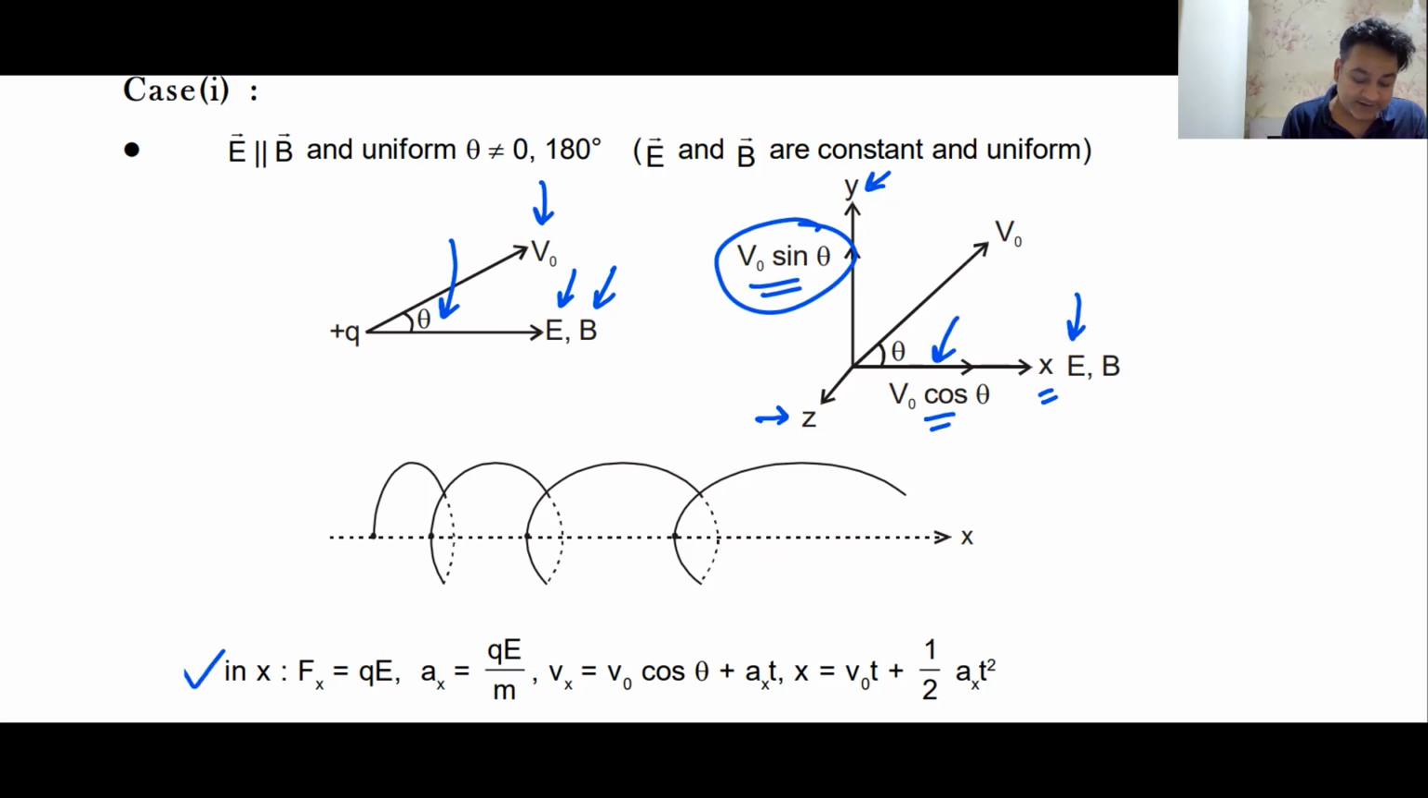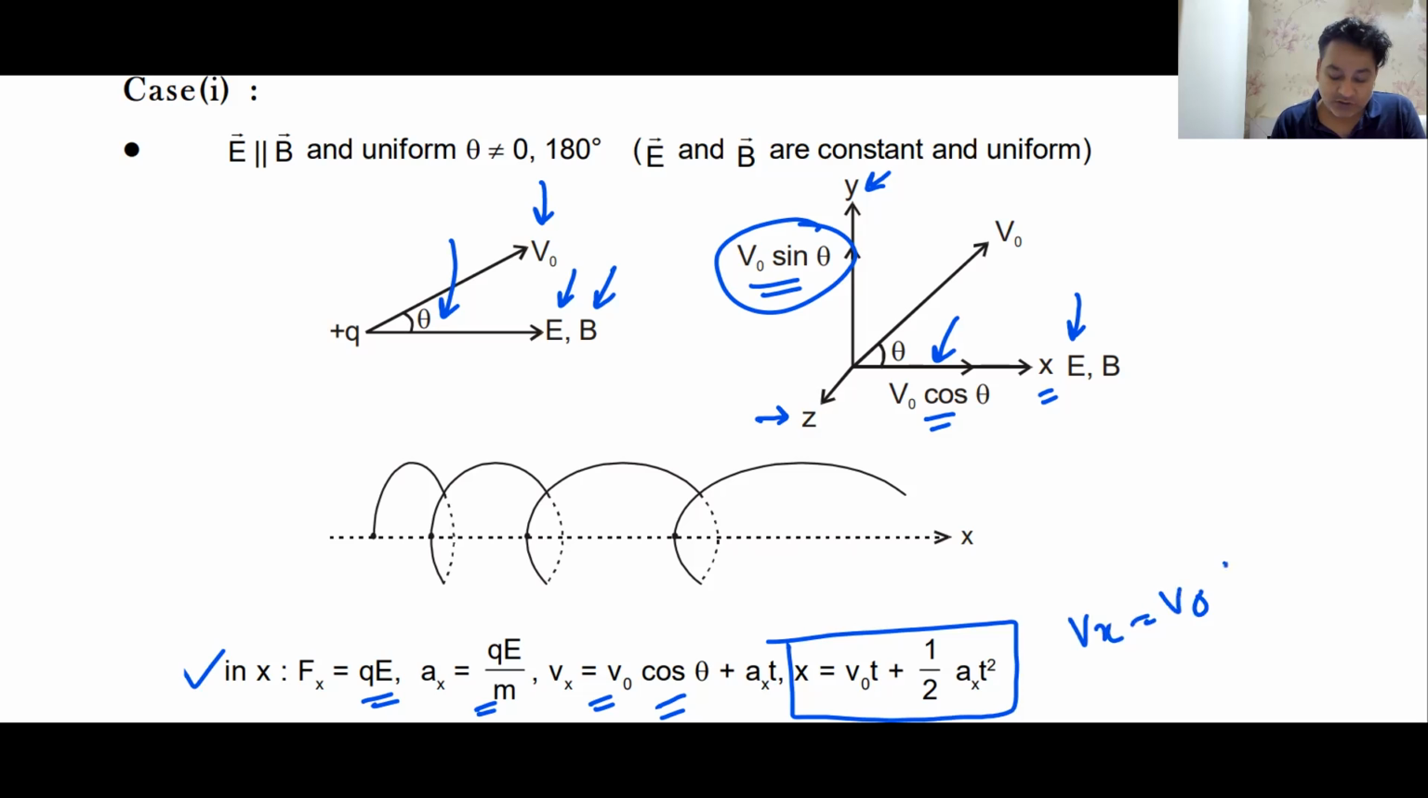So in the x direction, force is QE, acceleration is QE by m, initial velocity is V naught cos theta. So you can get the value of x as a function of time. This is the x coordinate of the particle as a function of time. Velocity along x will be equal to V naught cos theta plus ax into t. So we know everything. We know the velocity along x and we know the position along x. Please note it down. This is a complete analysis of the case where E and B are parallel and you project the velocity.